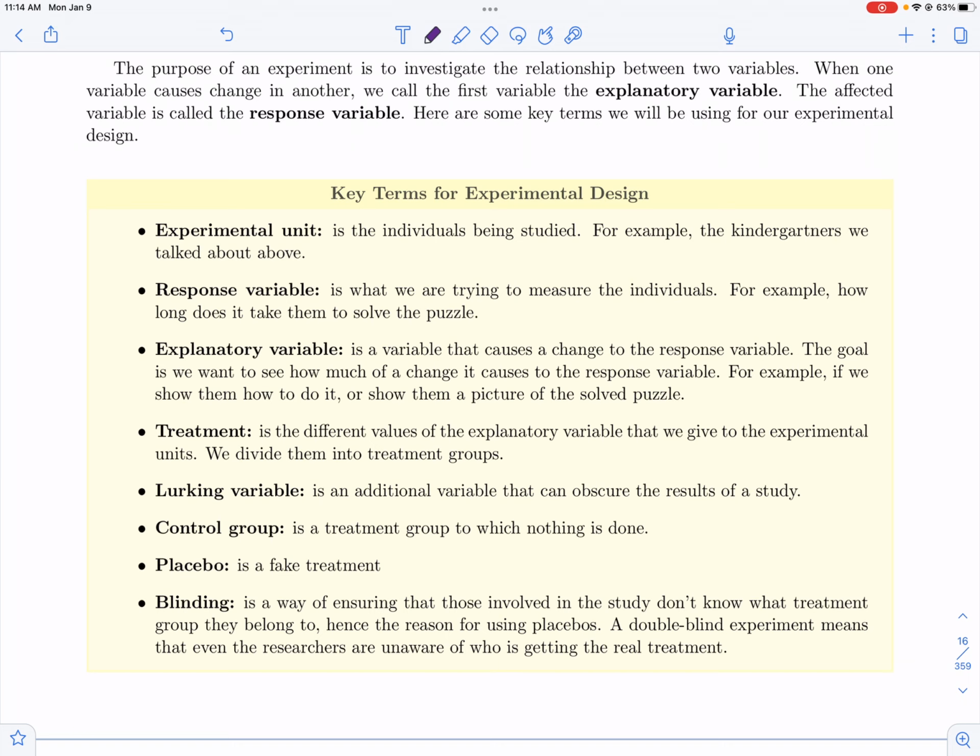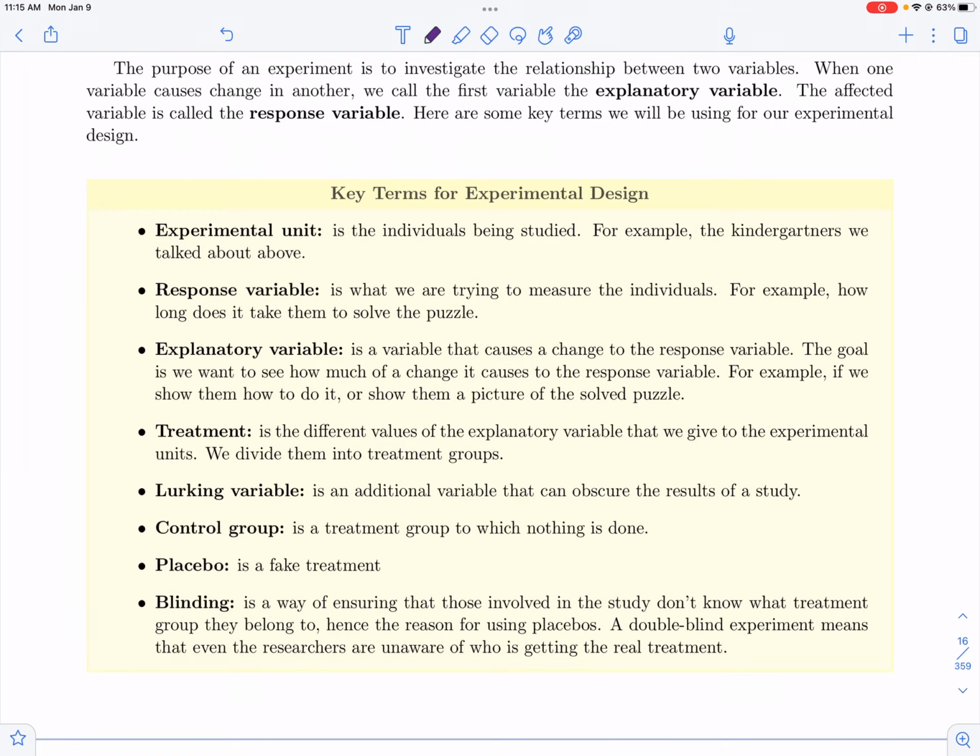Blinding is a way of ensuring that the individuals in the study don't know what treatment group they belong to. When you are giving someone a pill or not giving them a pill, we don't want the individuals to know whether they're getting the pill or not, because it could affect the way they think about the study and so could affect their overall results. So we want to make sure that the individuals don't know. And then sometimes there are what are called double-blind experiments, which means even the researchers are unaware of who got the placebo and who got the real pill.